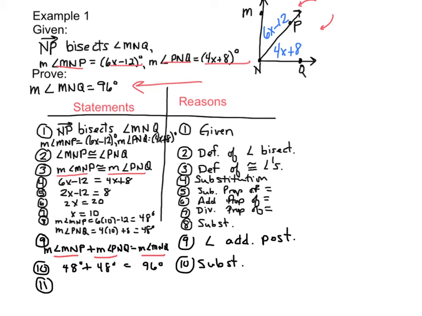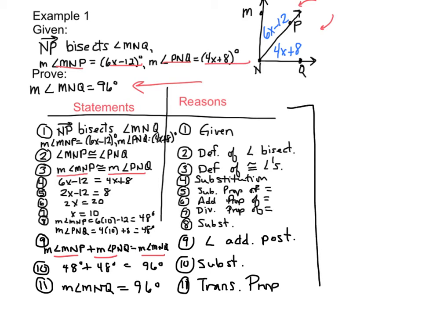And finally, we can say the measure of angle MNQ equals 96 degrees because of the transitive property. Because all of this equals the measure of angle MNQ, and 48 plus 48 equals 96. So therefore, the measure of angle MNQ has to equal 96 degrees. Now, you're not going to have 11-step two-column proofs right off the bat, but I wanted to give you an idea of what you're in for.